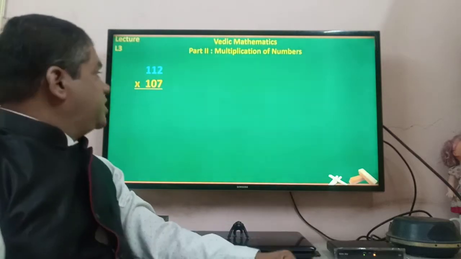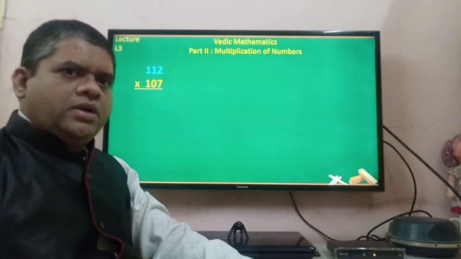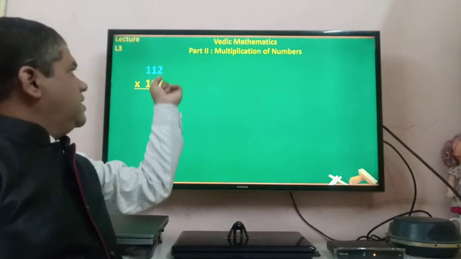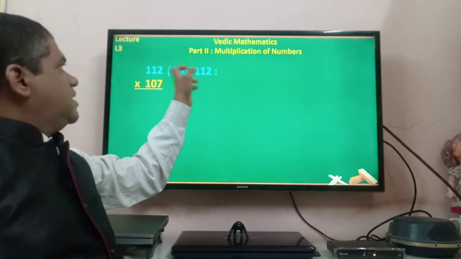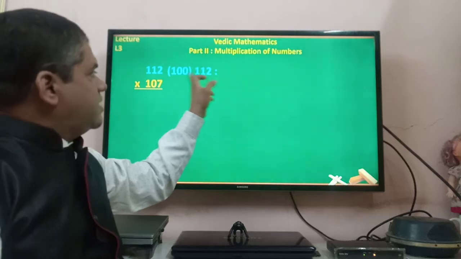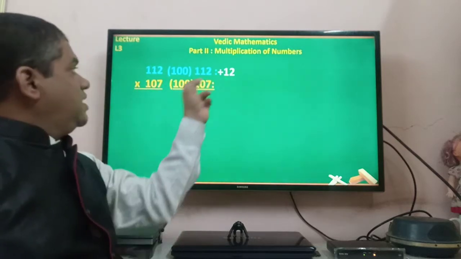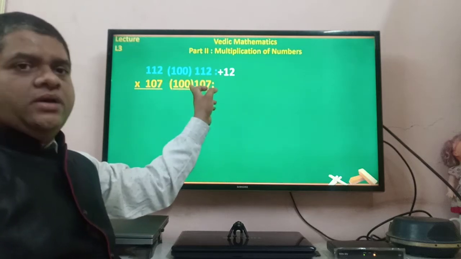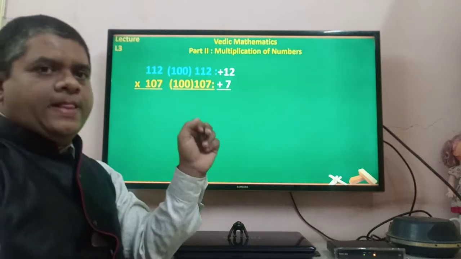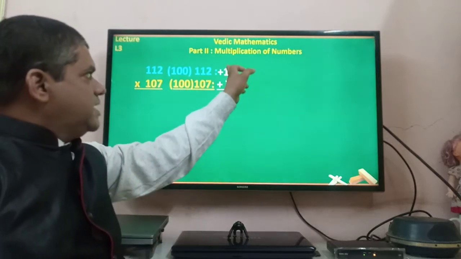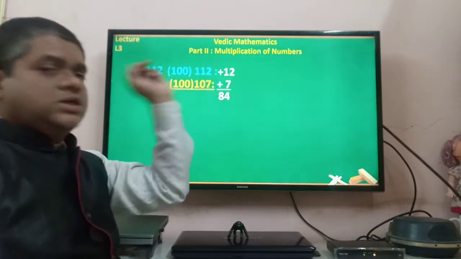Two more examples we'll study today. Now here, just to avoid the confusion, I have again taken the numbers which are on the same side of the base. Got it? So here you will find this 112 is closer to 100. So we have selected 100 as a base, and 112 minus 100 we get plus 12. Here 107 again is closer to 100. So we have taken 100 as a base, and 107 minus 100 is 7. Now you will find here both the signs are positive, and therefore the product of these two also is positive.